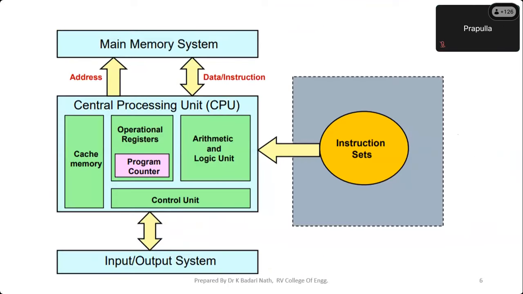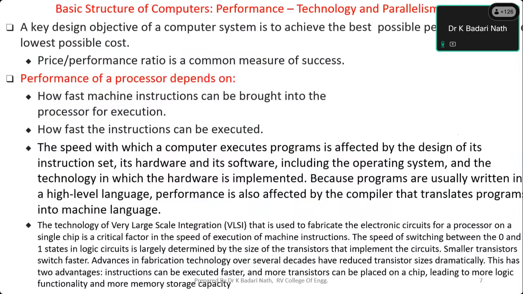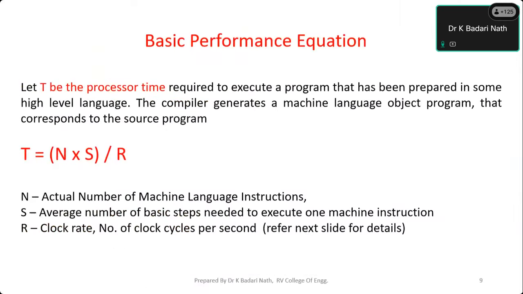So now we will go to the next one. Whenever we build or purchase a processor, the question everyone immediately asks is, how much time does the processor take to execute a program given in a high-level language like C or Python? This can be computed using a formula called the basic performance equation. The formula is N into S divided by R.